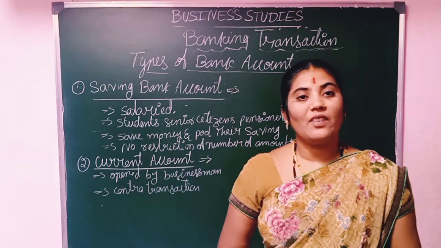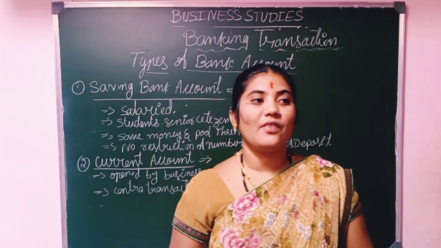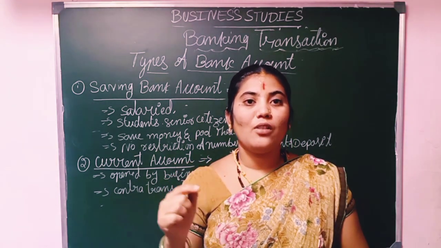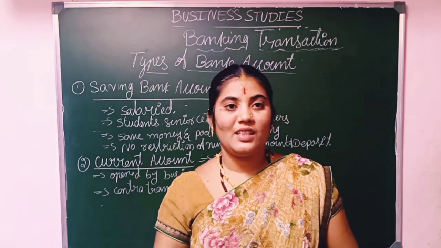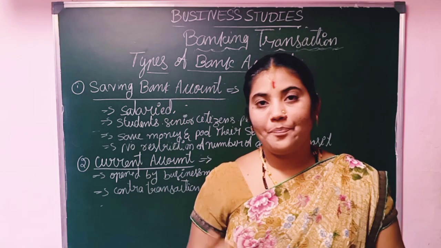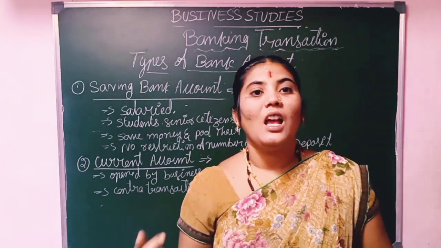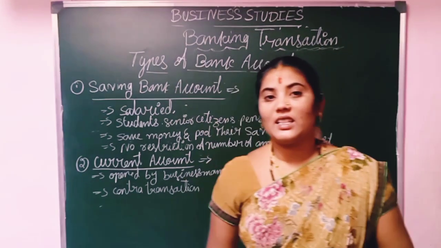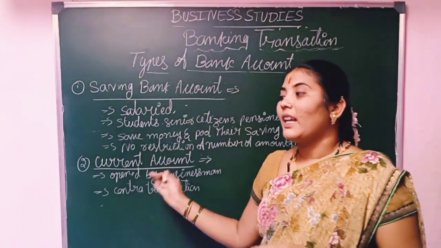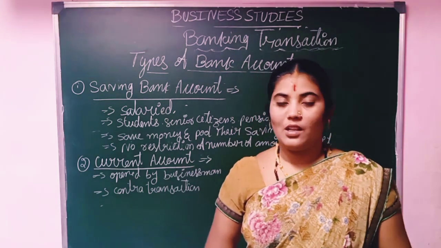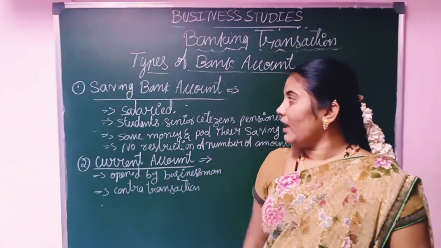Sometimes they ask likewise: the current account is suitable for dash. Is it pensioners, students, business persons, old age pensioners, or senior citizens? They ask likewise. So you should write that the current account is suitable for business persons. Okay, this is all about the current account.